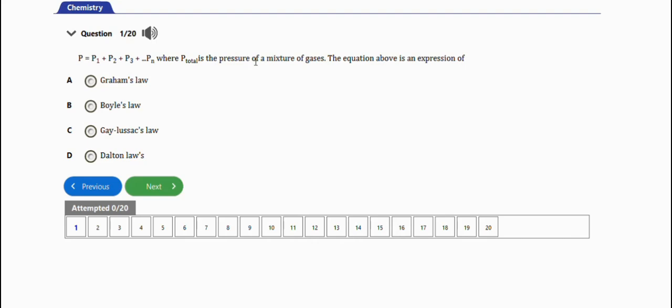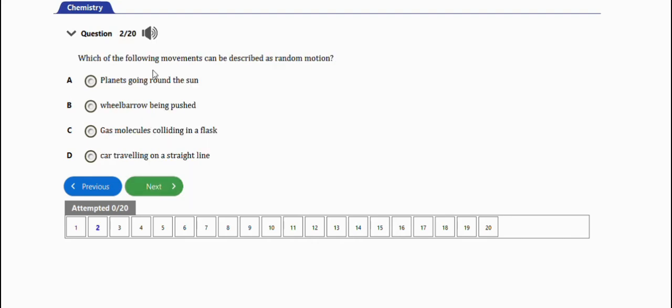is the pressure of a mixture of gases, the equation above is an expression of... so this is that down, option D. Alright, next question will be this one. It says, which of the following movements can be described as random motion? Planets going around the sun, wheelbarrow being pushed, gas molecules colliding in a flask, car traveling on a straight line. So the right option is option C, which is gas molecules colliding in a flask.